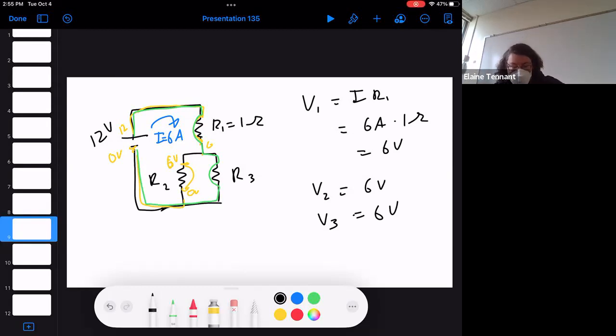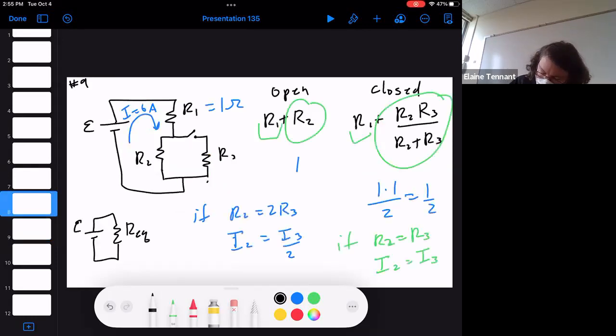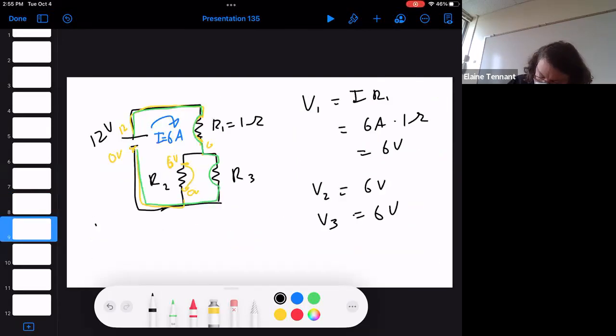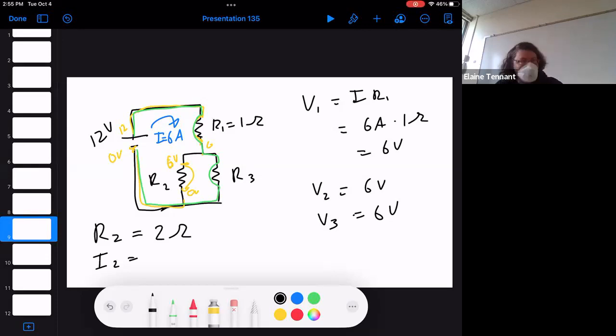Okay, now if I told you that R2 was, I don't know, R2 is 2 ohms. Let's say R2 is 2 ohms. Can you tell me what the current through R2 will be? 3. Good. 3 what? Amps. I heard it. Because 2 times 3 is 6, right?